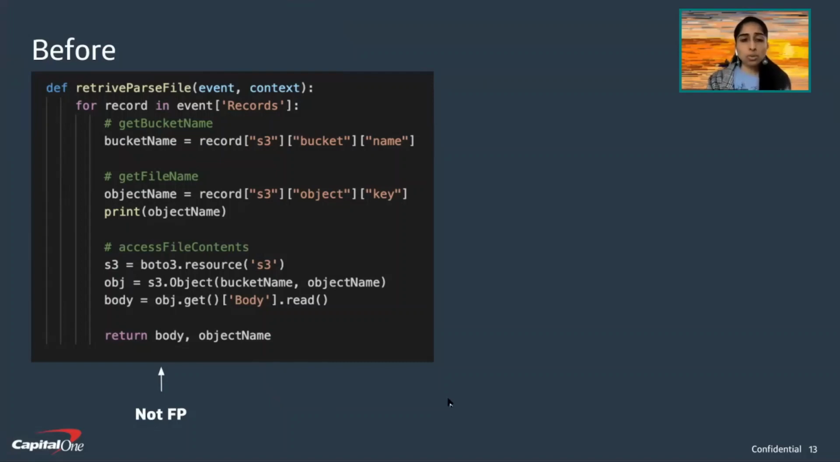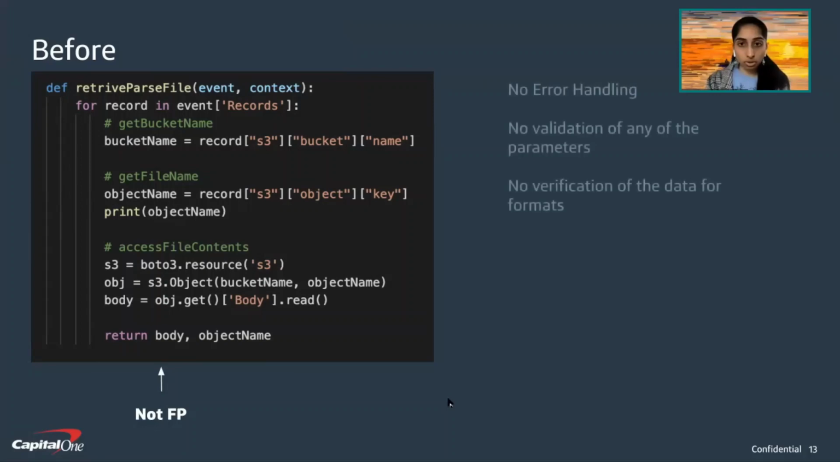There are a lot of reasons this is not functional code. For one, there's no error handling. You don't see a try catch block. So if this fails, what happens? My code just doesn't run. There is no validation on any of the parameters. I don't check if bucket name exists or object name exists before actually calling S3 to get the object, because why would I call if I don't have a bucket and object name? It just doesn't make sense.